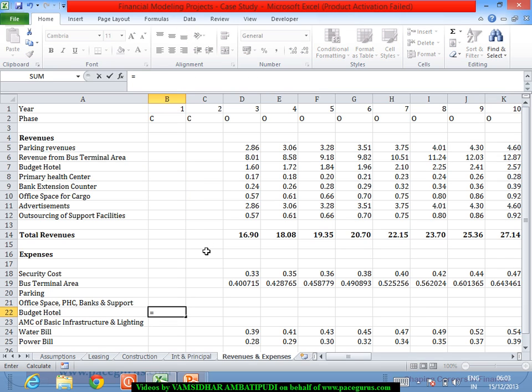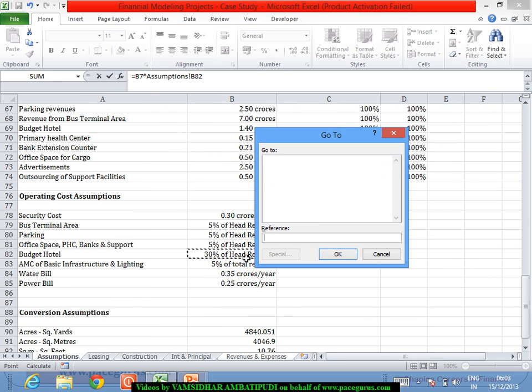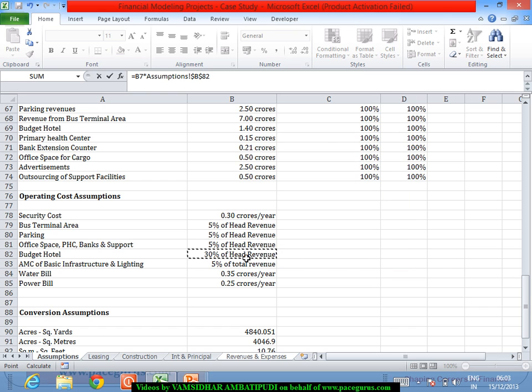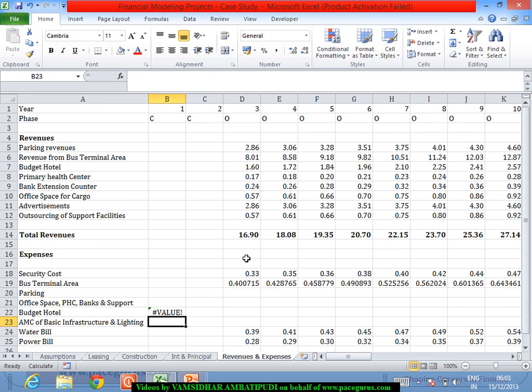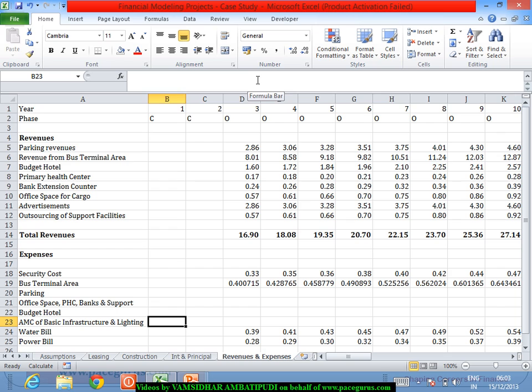Same way, I can use it for a budget hotel. Whatever is the budget revenue from the budget hotel, I multiply it with the maintenance expenses for the budget hotel. Same logic, right? The maintenance expenses for the budget hotel. Again, if this is equal to operations, handle this calculation, otherwise leave it as blank. This is one more aspect.